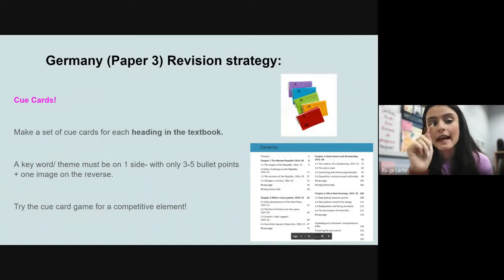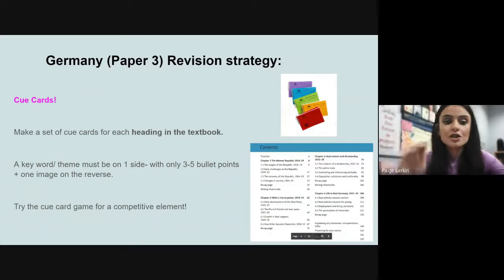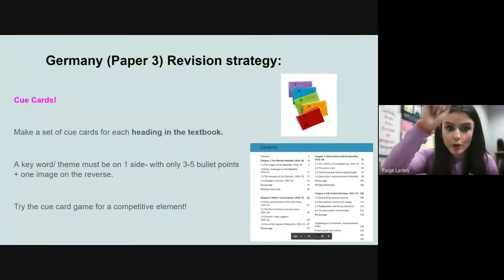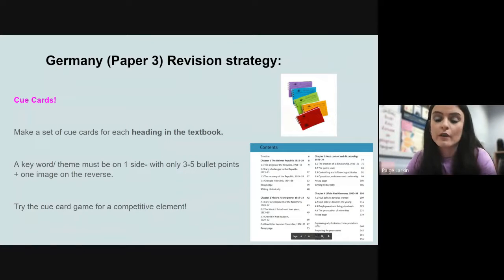And again, the headings for the key topics can be found in the textbook, which is on the microsite, linked into that microsite. Okay. Now, what I would suggest is rather than using the headings from the key topics, they use the subheadings. So they work through the subheadings in chronological order that are on that contents page, and they make a cue card for each one of those subheadings.